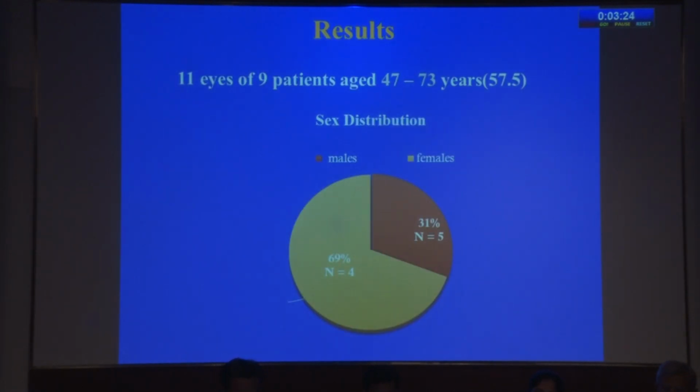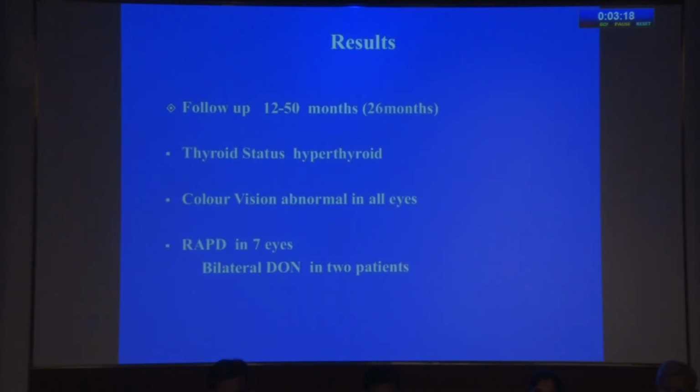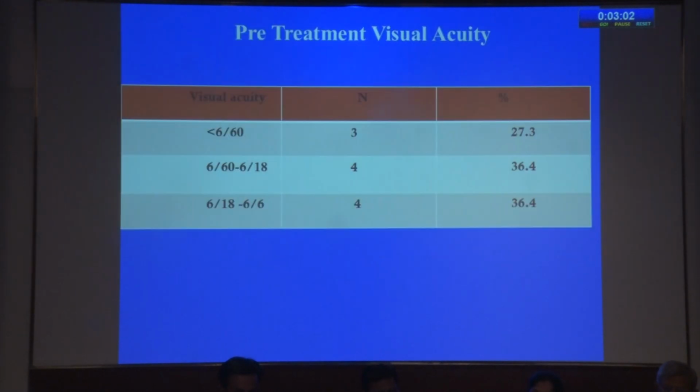So we had 11 eyes of 9 patients aged 47 to 73 years with a mean of 57.5. Males outnumbered females in our study. The follow-up ranged from 12 months to 50 months with an average of 26 months. All patients were hyperthyroid and color vision was abnormal in all eyes. RAPD was present in 7 eyes. 2 patients had bilateral DON, so the pupil was sluggish and RAPD could not be assessed.